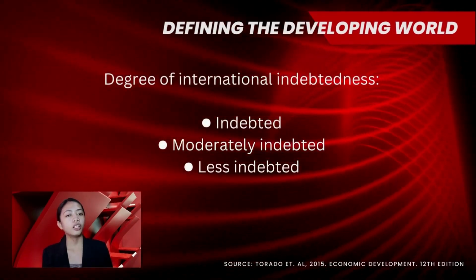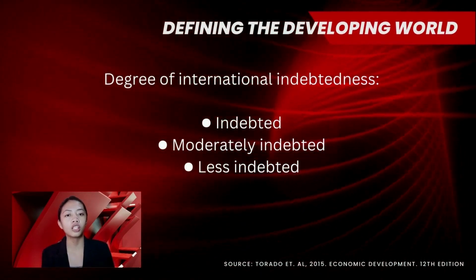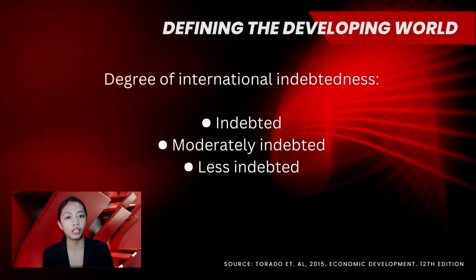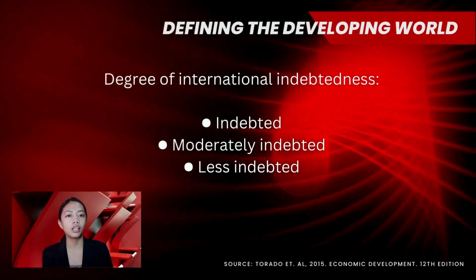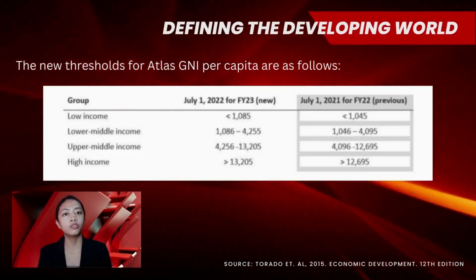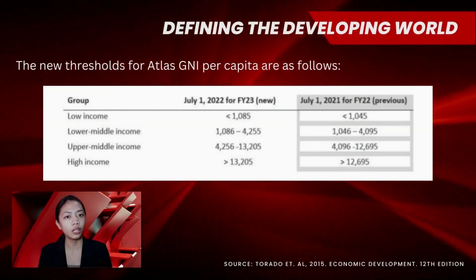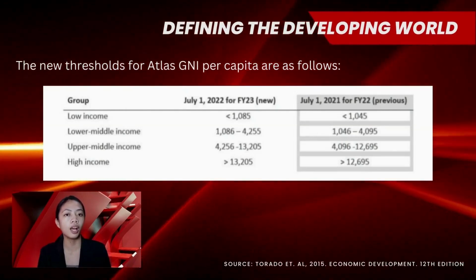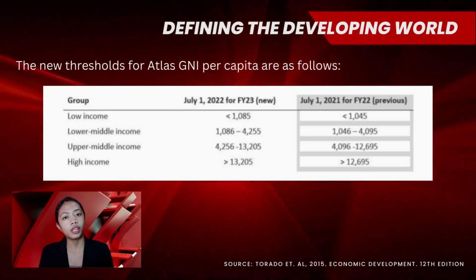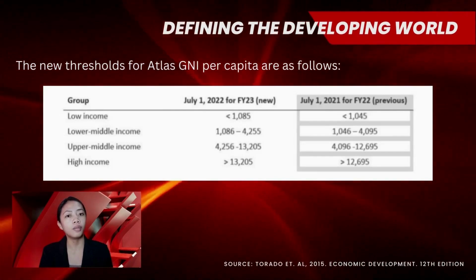Yet another way to classify the nations of the developing world is through their degree of international indebtedness. The World Bank has classified countries as severely indebted, moderately indebted, and less indebted. As of 2023, these are the new thresholds for GNI per capita. The classifications are updated each year on July 1 and are based on the GNI per capita of the previous year. So here, low-income countries are defined as having a GNI per capita in 2022 of $1,085 or less.